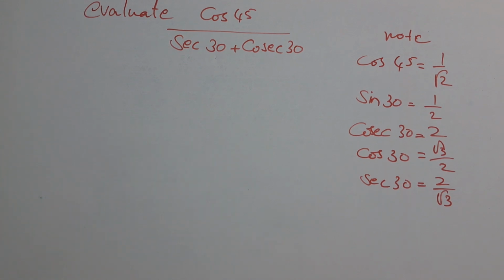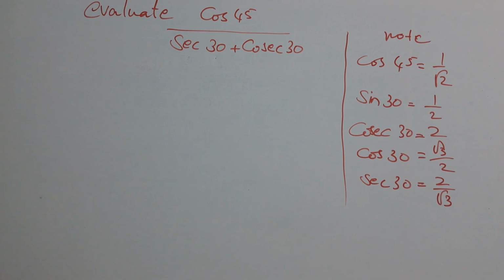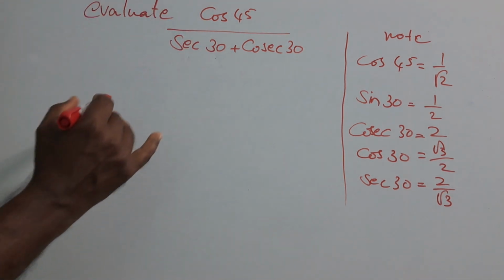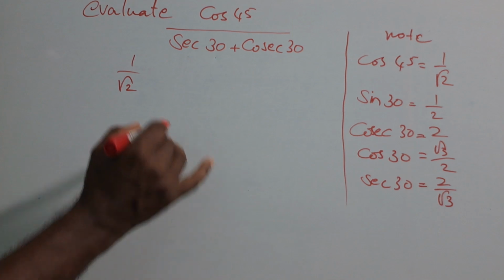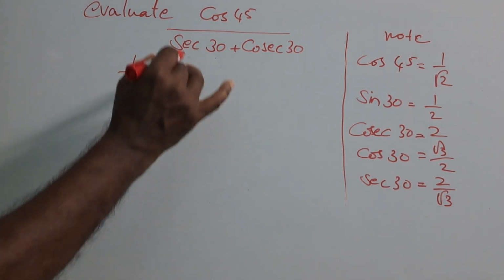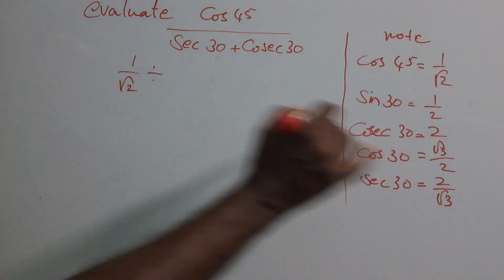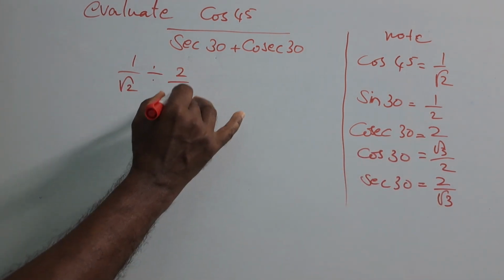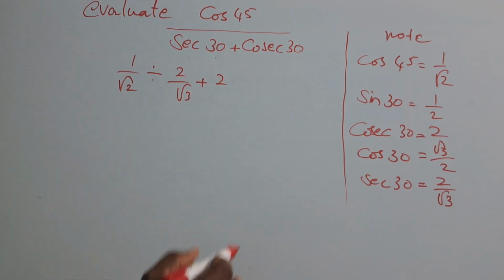Let's answer this question. Evaluate cos 45 by sec 30 plus cosec 30. The values of these ratios are written here. We need to substitute the values. 1 by root 2 divided by sec 30 is 2 by root 3 plus cosec 30 is 2.